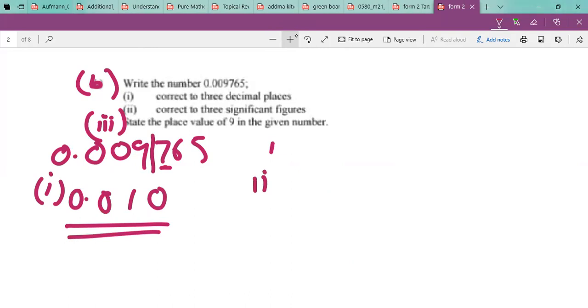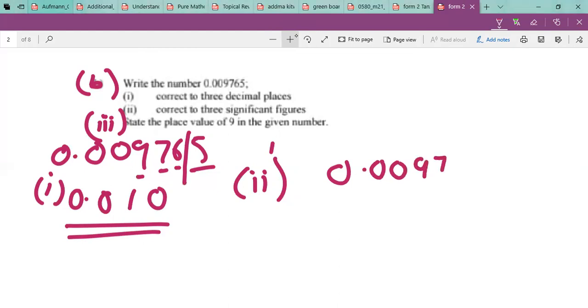The number (ii) to 3 significant figures. When you look at this number, the zeros before the numbers are not significant, so we only have 4 significant figures. To write it to 3 significant figures, you count 1, 2, 3. You cut a line and consider the next number. So 5 will be taken as 1. 1 plus 6 will be 7. So the answer here is 0.00977. Okay, then number 3.